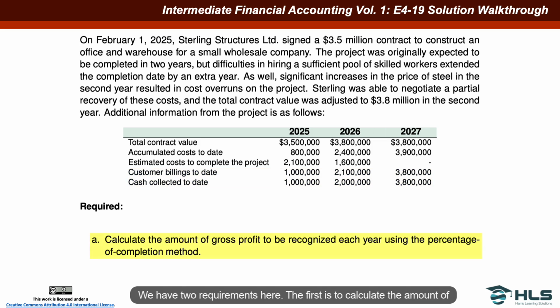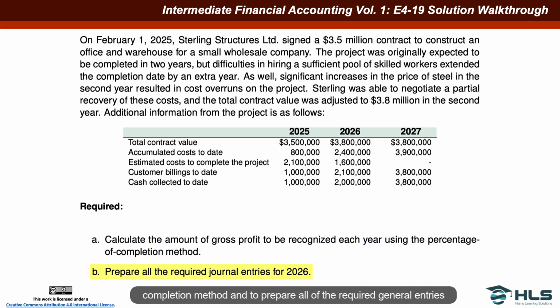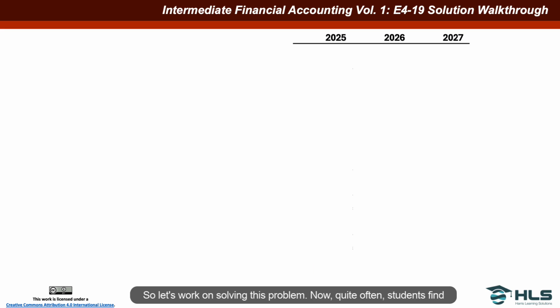The first is to calculate the amount of gross profit to be recognized each year using the percentage of completion method, and to prepare all of the required journal entries for 2026. So let's work on solving this problem. Now, quite often students find long-term construction contract questions overwhelming because when they see the solution, it looks like there's so much going on. So let's take it slowly step by step and start with 2025.